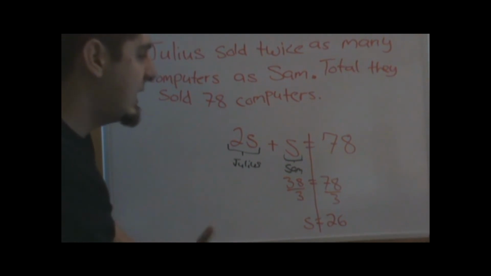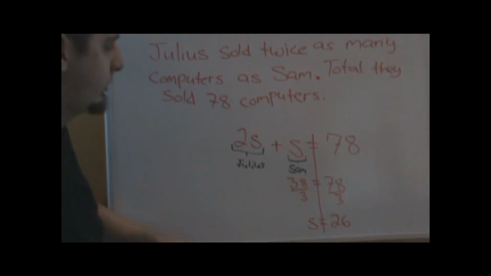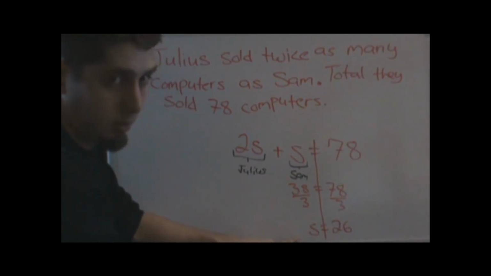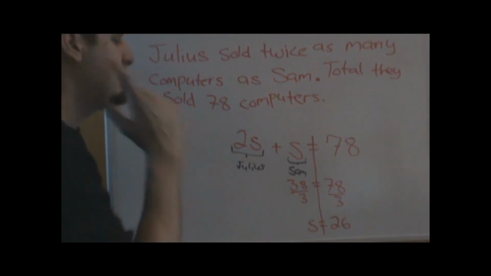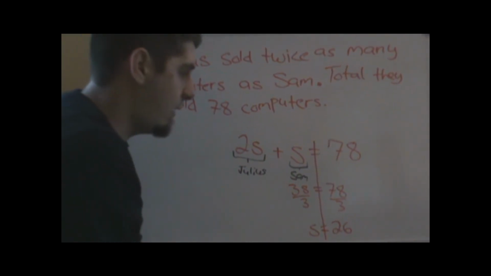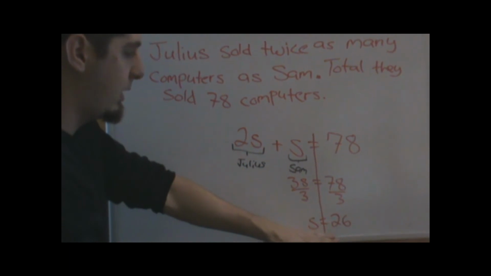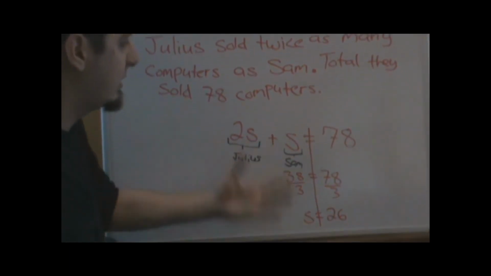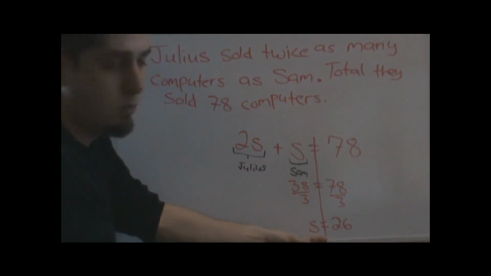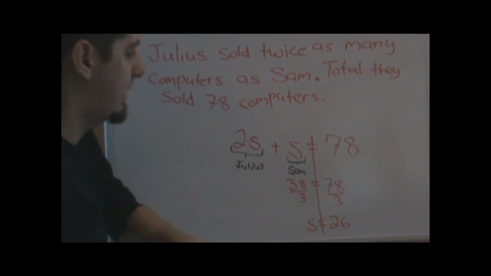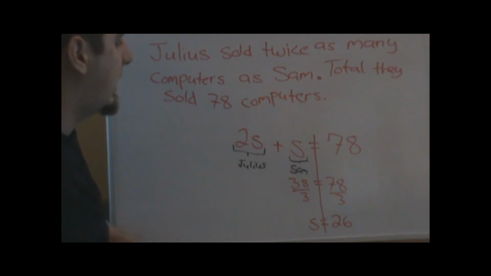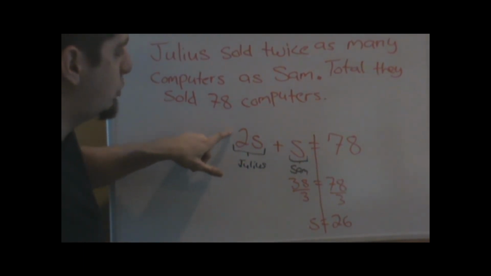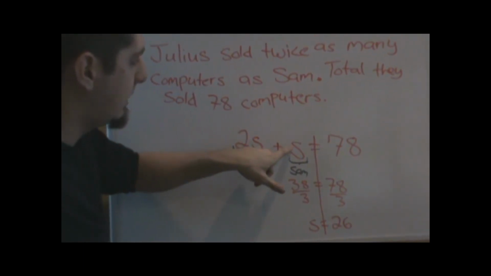The question that was asked was how many did Julius sell? So the s is not my answer. It's always important to keep in mind the question being asked. It's very common for people to stop right here at this point in the problem and say they are done, because we're used to getting to the end of an equation, getting an answer to an equation and being done. The question asked, how many computers did Julius sell? We figured out how many Sam sold.